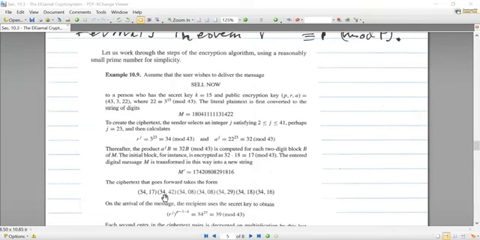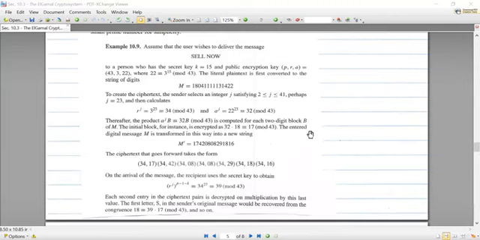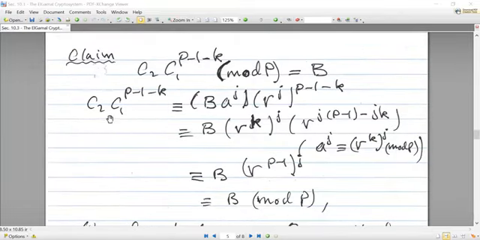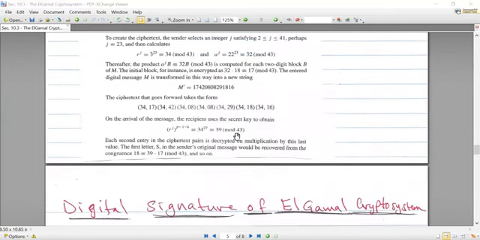Then I have to do this for every block in the message, and we are supposed to use different values of J for each of these blocks. Then we come up with these ordered pairs C1, C2 for each one. When the message arrives, the recipient deciphers it by calculating C2 times C1 to the power P minus 1 minus K. At the very end, yes, we obtain the original message.